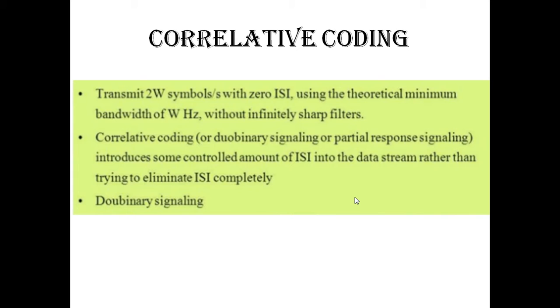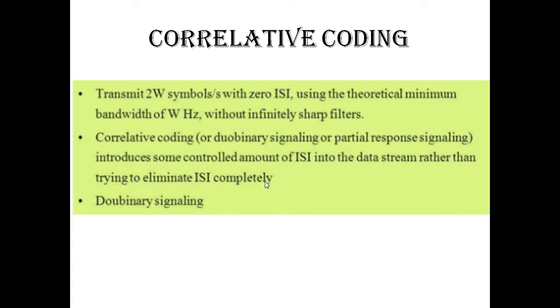Correlative coding introduces some controlled amount of ISI into the data stream rather than trying to eliminate ISI completely. So even though we satisfy the Nyquist criterion, some inter-symbol interference will be there. For better transmission, we are adding some controlled amount of ISI, and we are removing it at the receiver side.